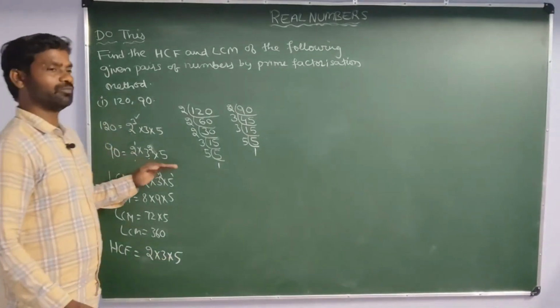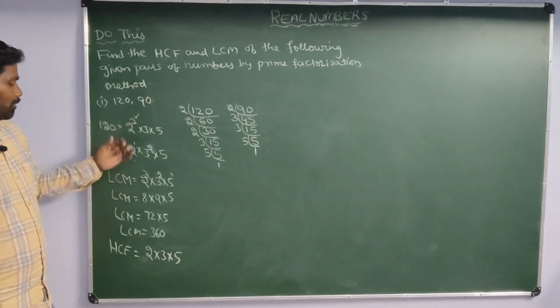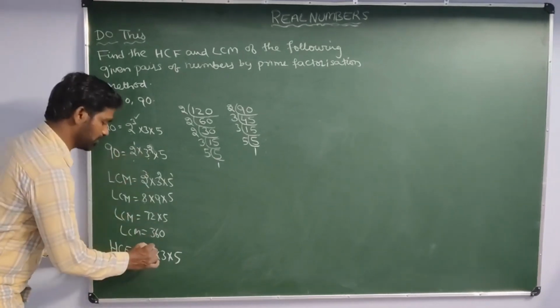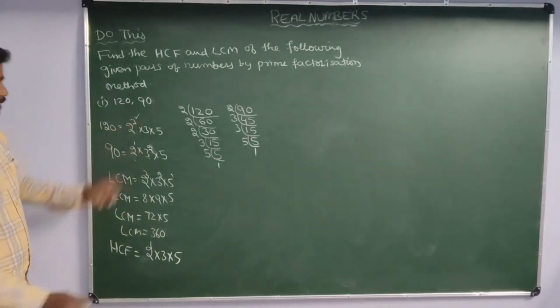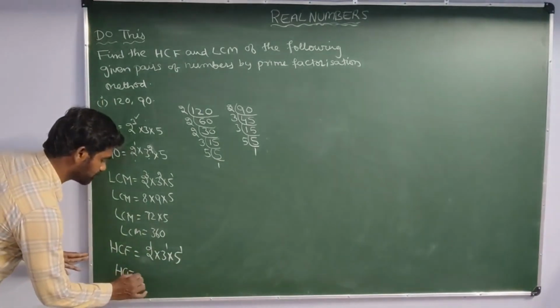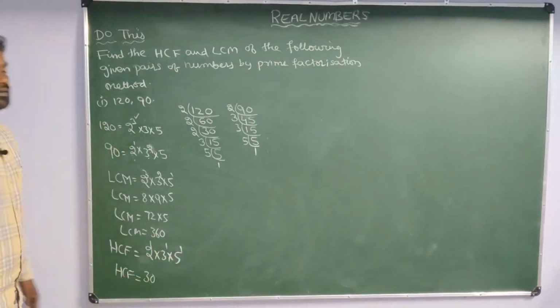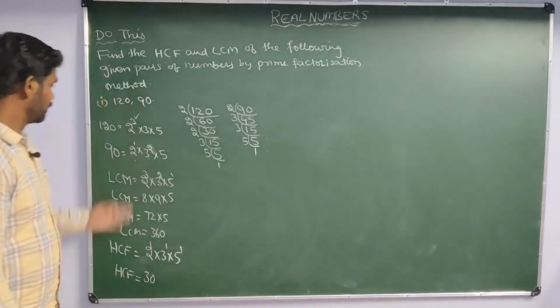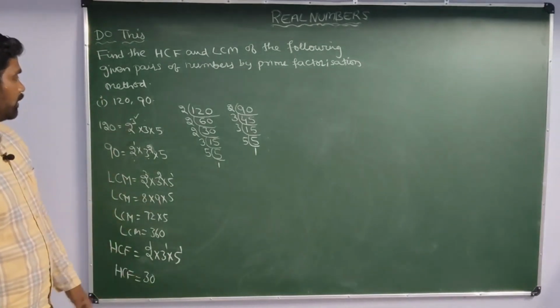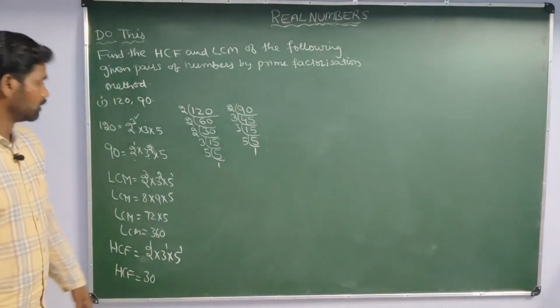So in LCM we have taken the highest power, no? But here we have to take the least powers. 2 power 1, 3 power 1 and 5 power 1. So HCF is equal to 2 into 3, 6, 6 5s are 30. That is the HCF of 120 and 90. What is LCM? LCM is equal to 360 and HCF is equal to 30.